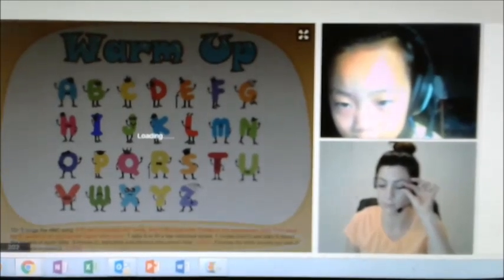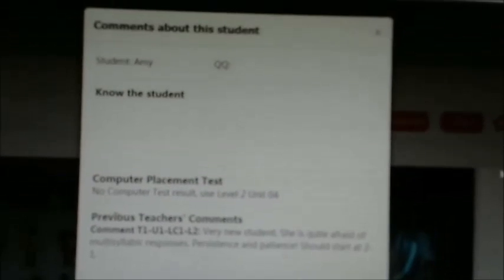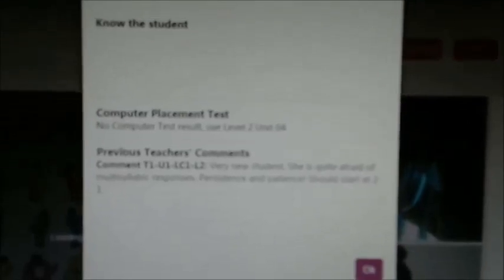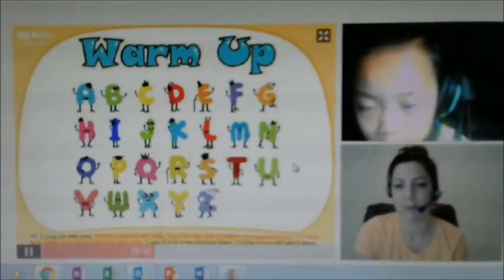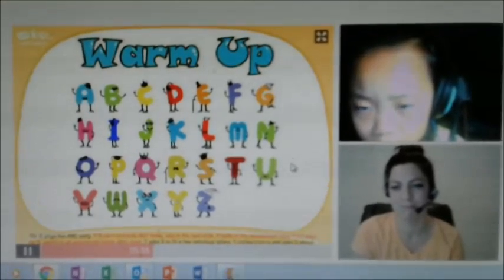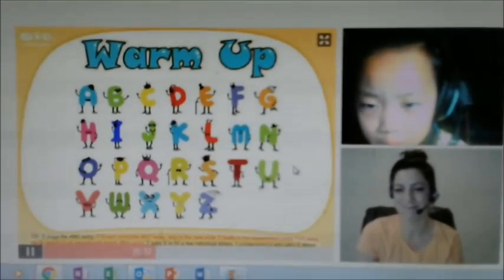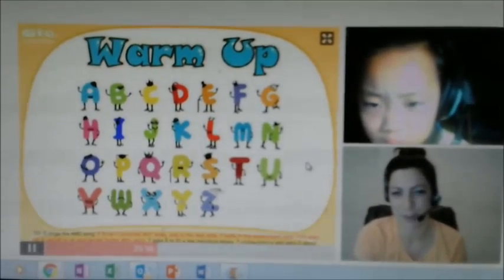So as you can see here, this is just a still frame from the beginning of a trial lesson. When you open up the info window, it'll say a computer placement test. This student did not have a computer placement test result, but they recommended that we start the student off in level 2, unit 4.